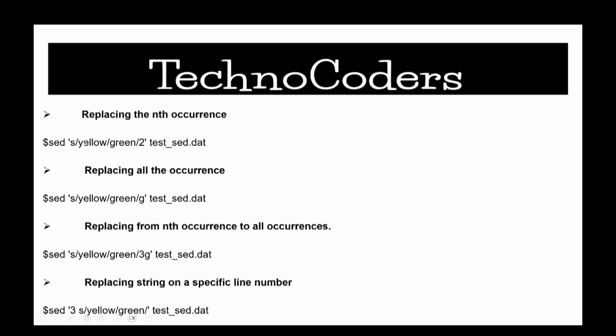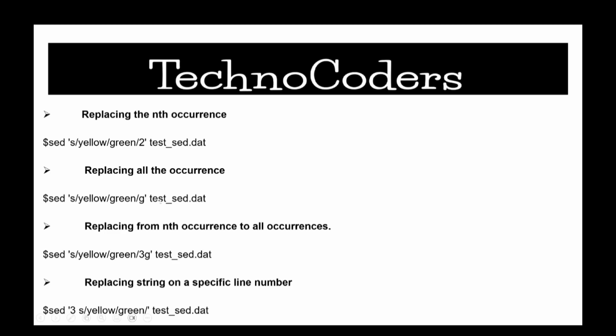Same command, substitute /yellow, you want to replace it with green, and then /number of the position. Only the second position it will replace. After that, even if there are more occurrences, it will not do anything. Only the second occurrence it will replace. That way you can replace any occurrence you want.